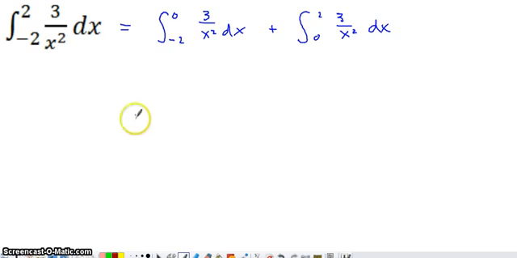Now, what you have going on within each of these integrals is another issue. This integrand, 3 over x squared, is undefined at the upper limit of integration in the first integral. In the second integral, the integrand is undefined at the lower limit of integration. If you hope to use the fundamental theorem of calculus to evaluate this integral, you're going to have to get rid of those issues. You can't use the fundamental theorem of calculus unless your integrand is continuous at and between your limits of integration.